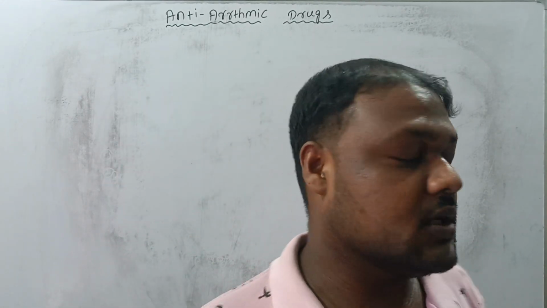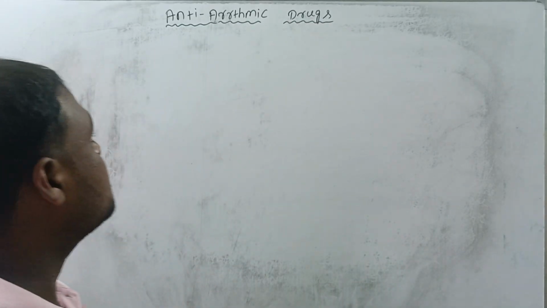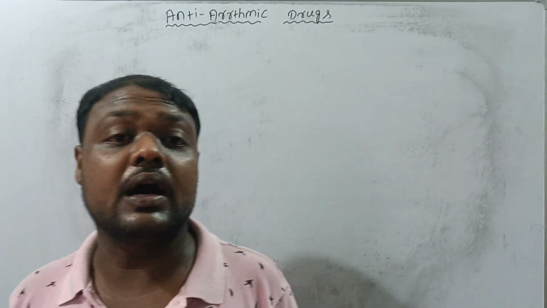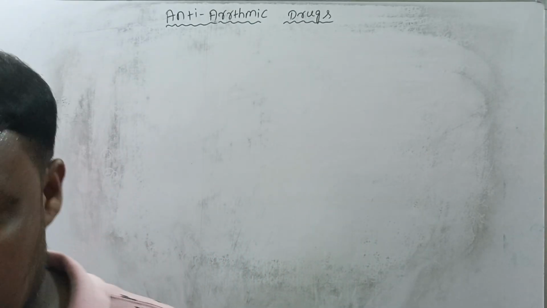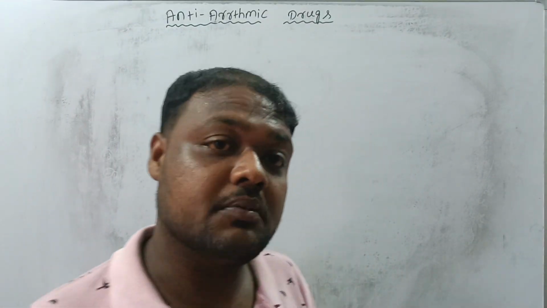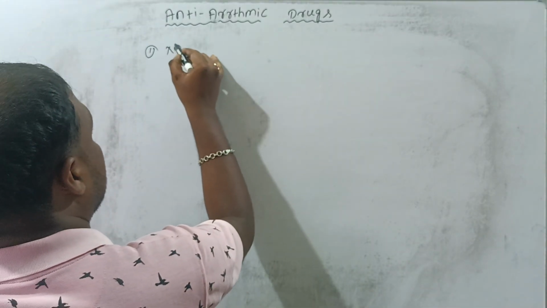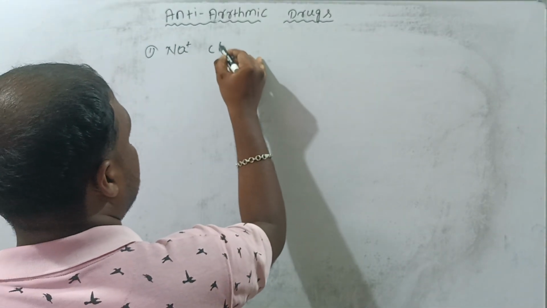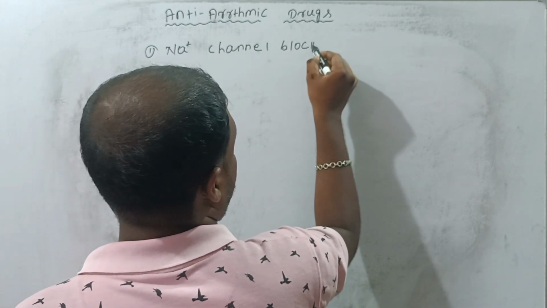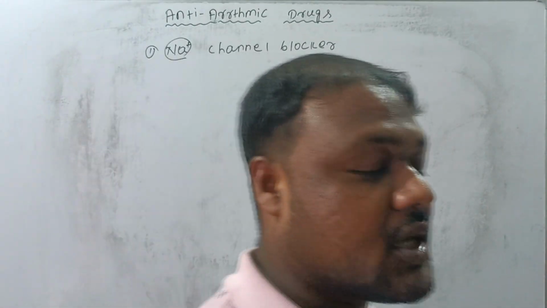Today we discuss the topic of pharmacology, the anti-arrhythmic drugs used to prevent or stop arrhythmia. First, the anti-arrhythmic drug class is the sodium channel blockers, that is, the sodium channel blocker.